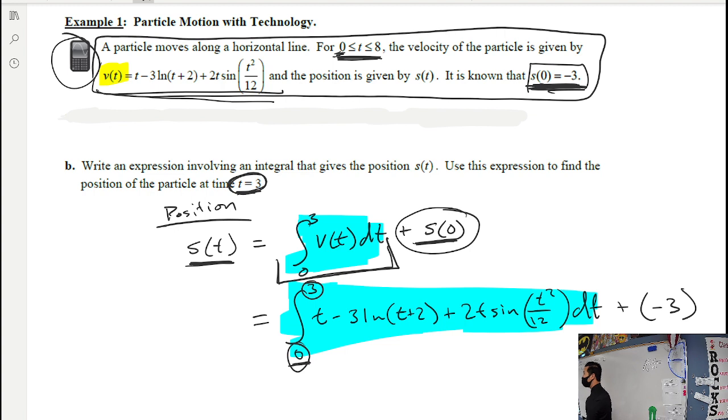With the interval from 0 to 3, do you get the 0 from the S of 0? S of 0. And it's also connected to that 0. Yeah. So usually, whatever that number is, it's going to be the number that's in here.